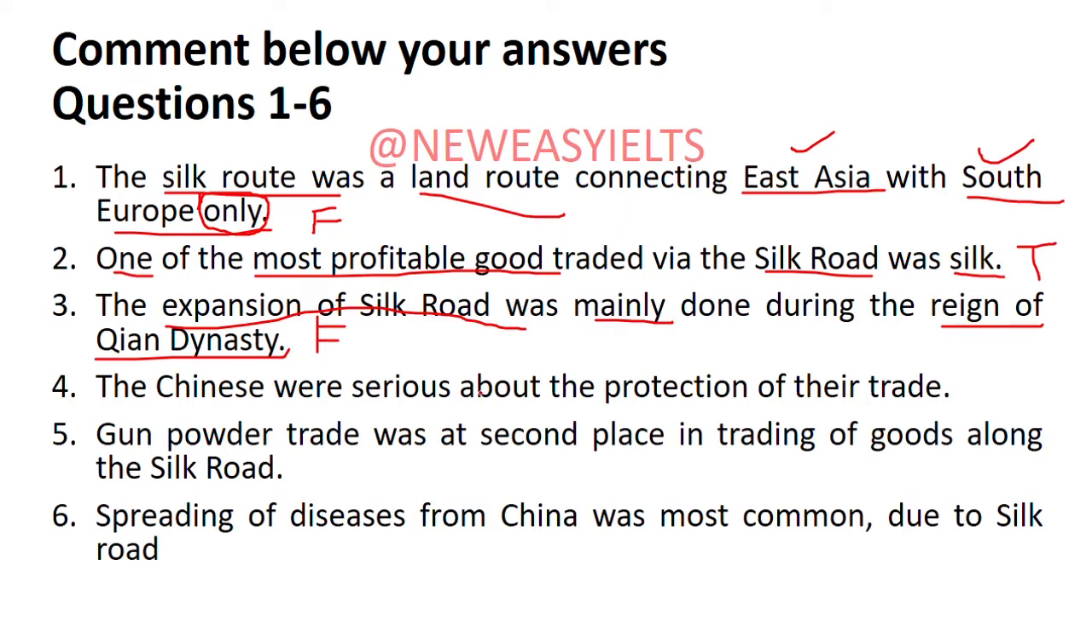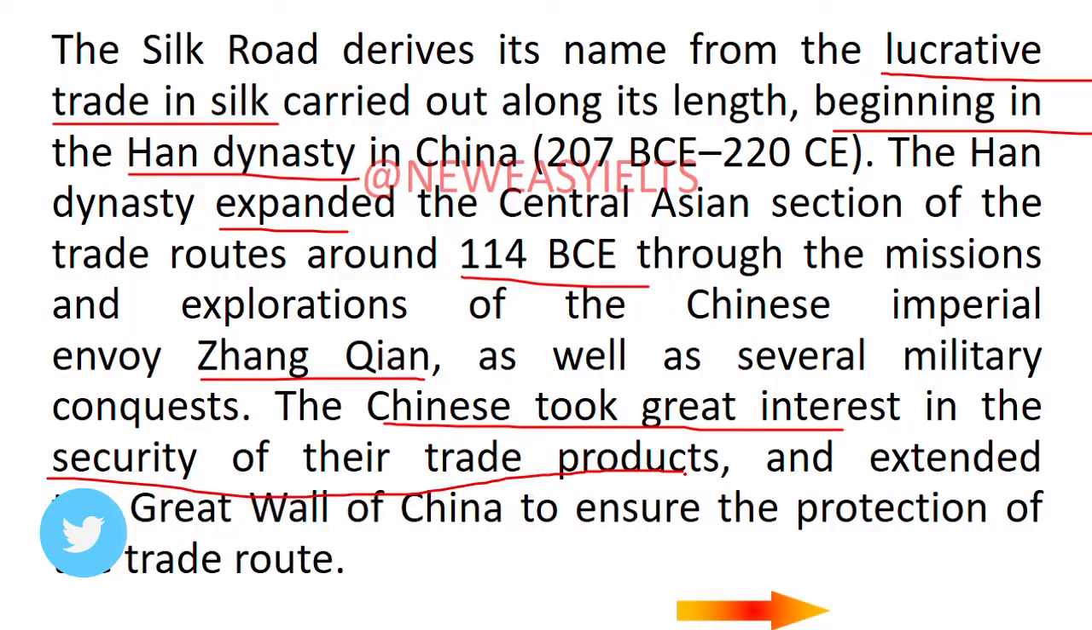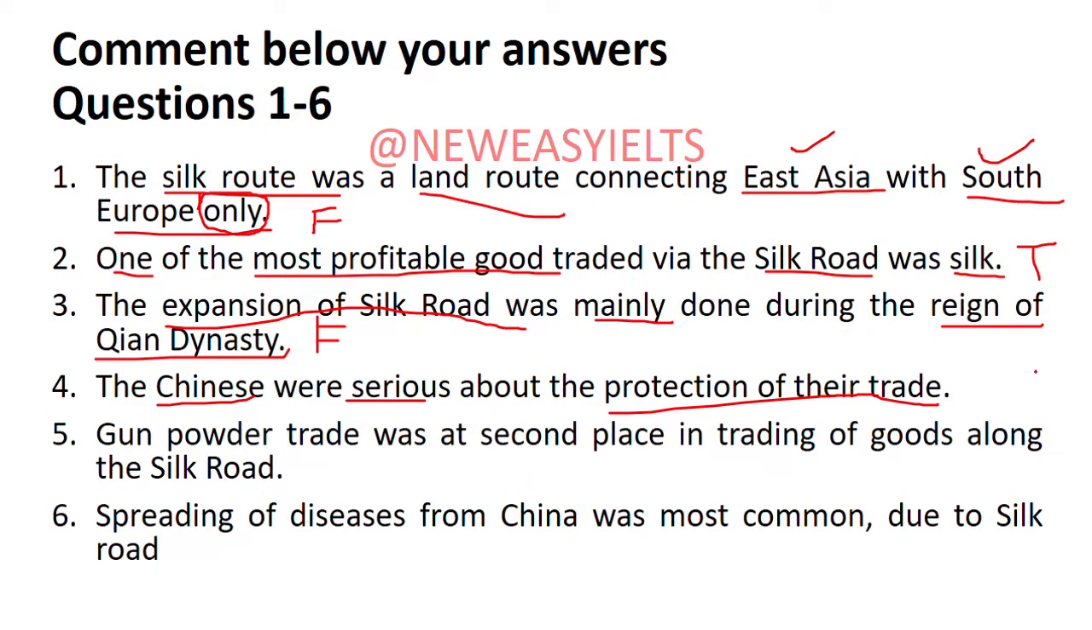Now next is the fourth one. The Chinese were serious about the protection of their trade. We got the words protection of their trade, serious and Chinese. So where we left? Okay. Go there and then find the keywords. The Chinese took great interest in the security of their trade products. Okay. Chinese took great interest, which means that Chinese were serious about the security of their trade. So the answer is true. So what we have to mark here for the fourth answer is true.